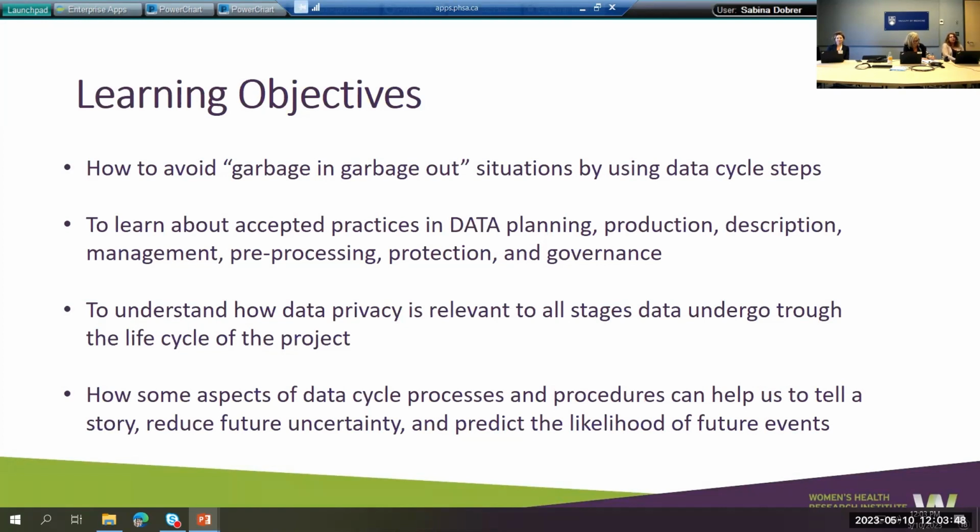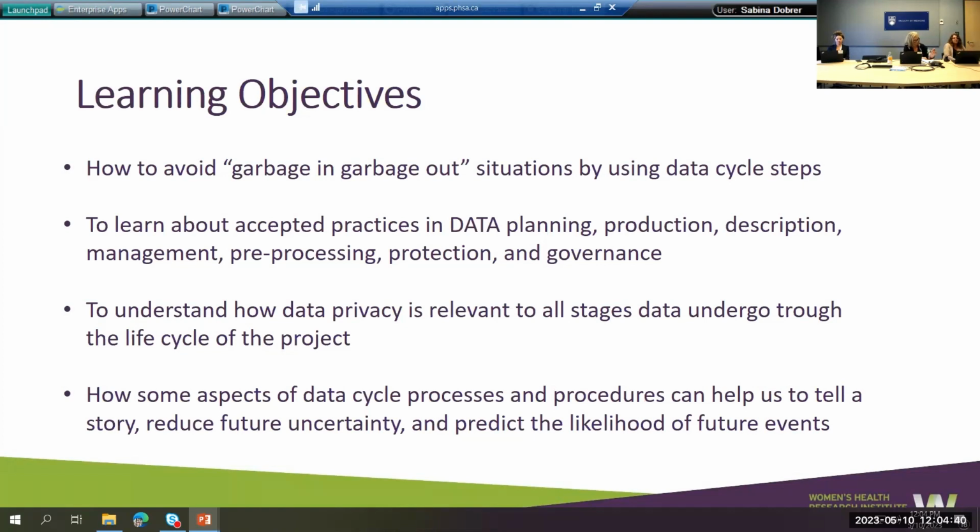The data cycle is basically all the steps the data undergoes. I'll talk a little bit about planning, production, description of the data, how data should be managed, pre-processing, and also what data governance policies can be applied within any project. What's also important as we work in healthcare is data privacy. The data cycle allows us to relate to the data privacy procedures within the organization we work for, and understand what we should do at any step of data pre-processing or analysis, how the data should be de-identified, or what other data privacy policies should be applied.